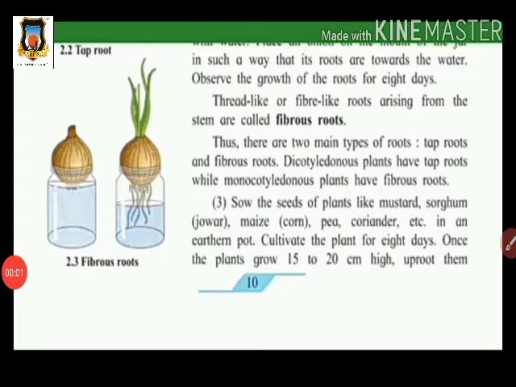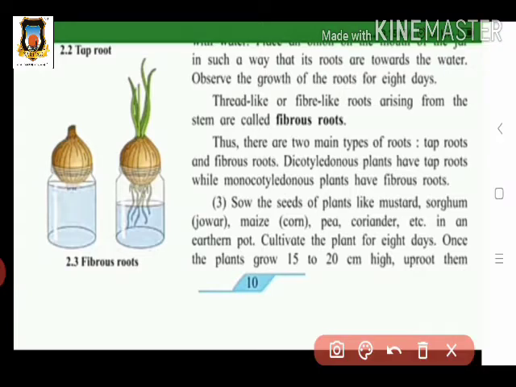So here we see the thread-like or fiber-like roots arising from the stem are called fibrous roots. In the activity, we kept this onion in a jar containing water, and after 8 days there is a growth of this fibrous-like structure, called fibrous root. These are called fibrous roots because they look like a thread or fiber.